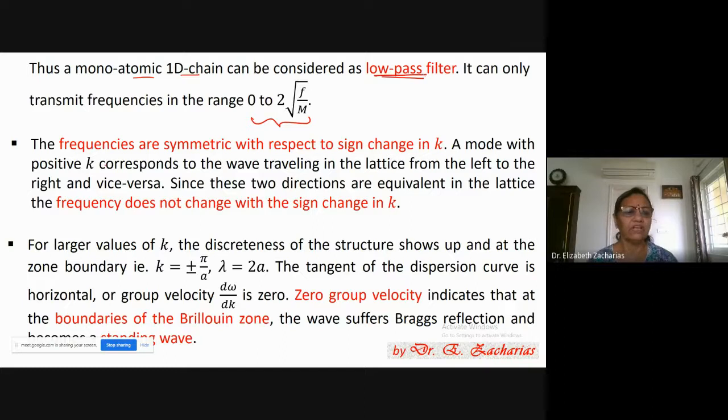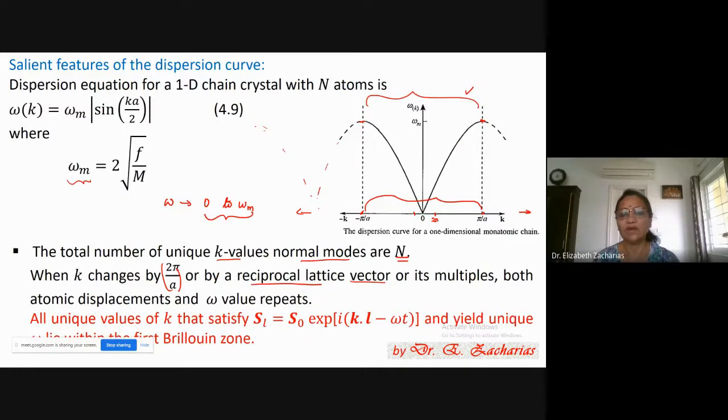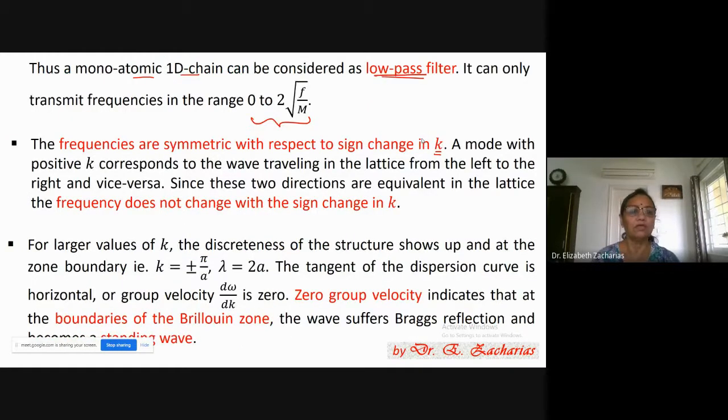Next, the frequencies are symmetric with respect to the sign change in k. What does that mean? Look at that. On this side you have negative k. On this side you have positive k. But there is a symmetry. Omega symmetry is there about k equal to 0. So what does this mean? The symmetry with respect to the sign change in k.